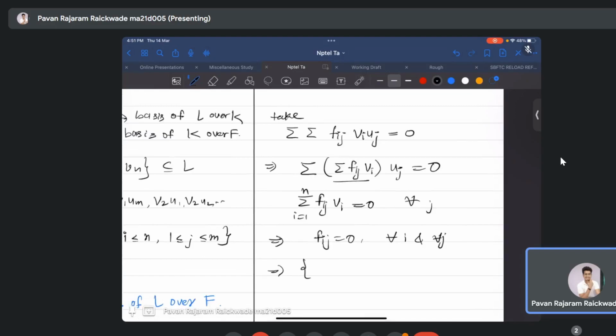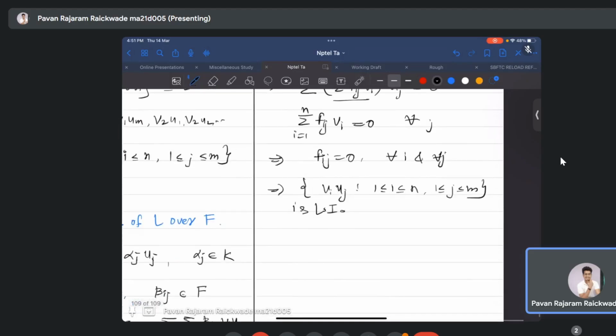This implies the set of all vi uj is linearly independent. Right? That's all. That's what we wanted, right? This implies that the script B you started with is a basis of L over F.